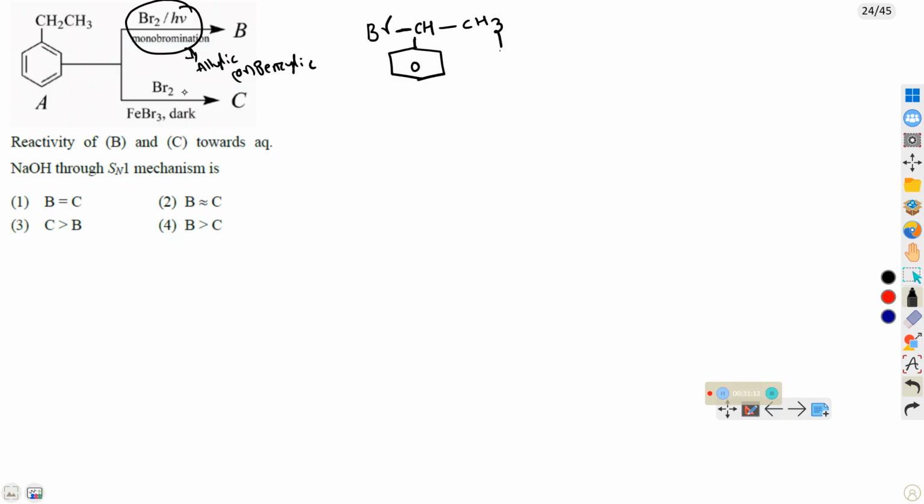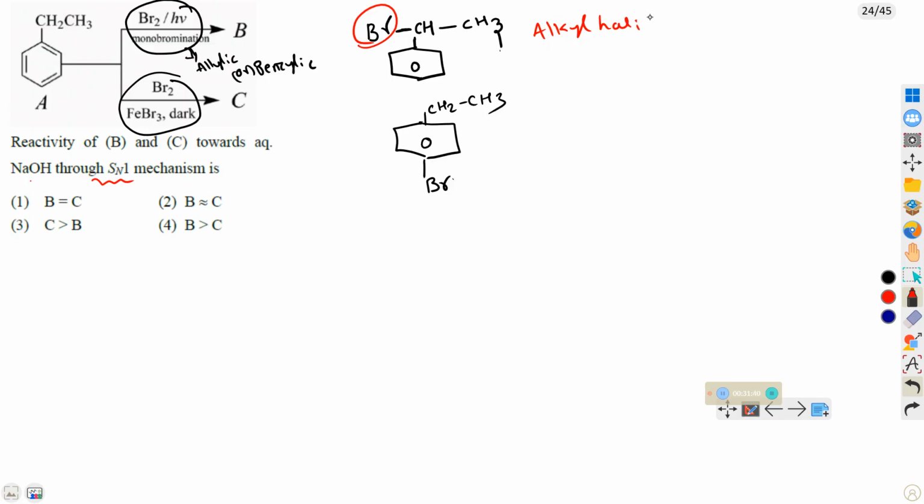Reacts with bromine in the presence of Lewis acid. Electrophilic substitution takes place. Substitute bromine at the para position. Now, which is more reactive towards aqueous NaOH through the SN1 mechanism? This is an alkyl halide.